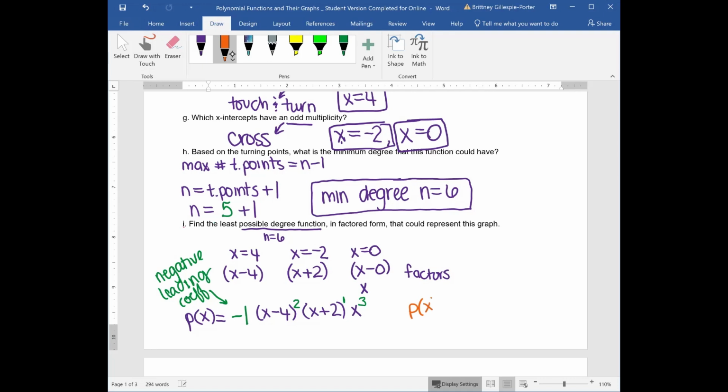So I'm going to say p of x is equal to my negative x cubed times x minus 4 squared times x plus 2. And if you want to include the 1, you can. I have no problems with that. But remember, it's the same thing as x plus 2 without any exponents written.